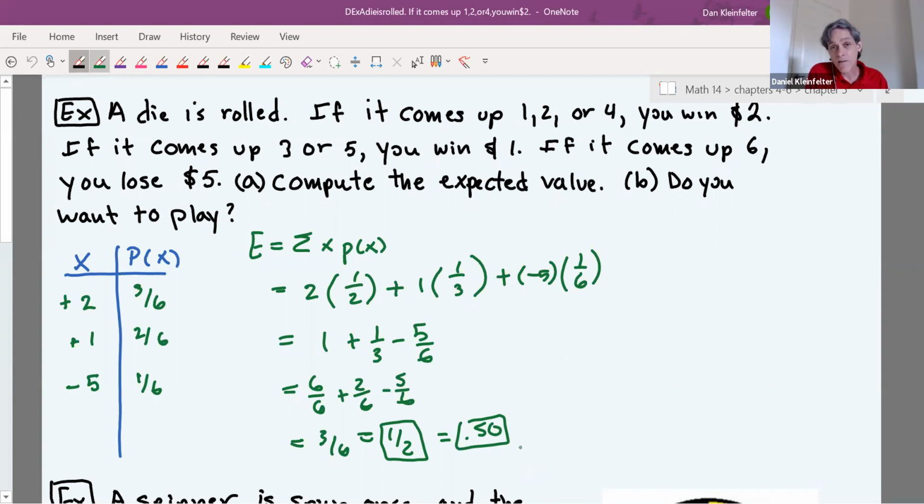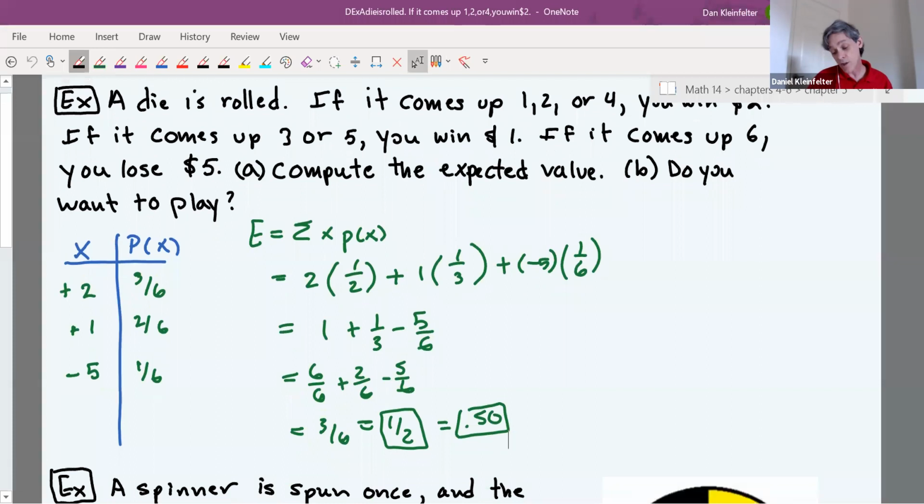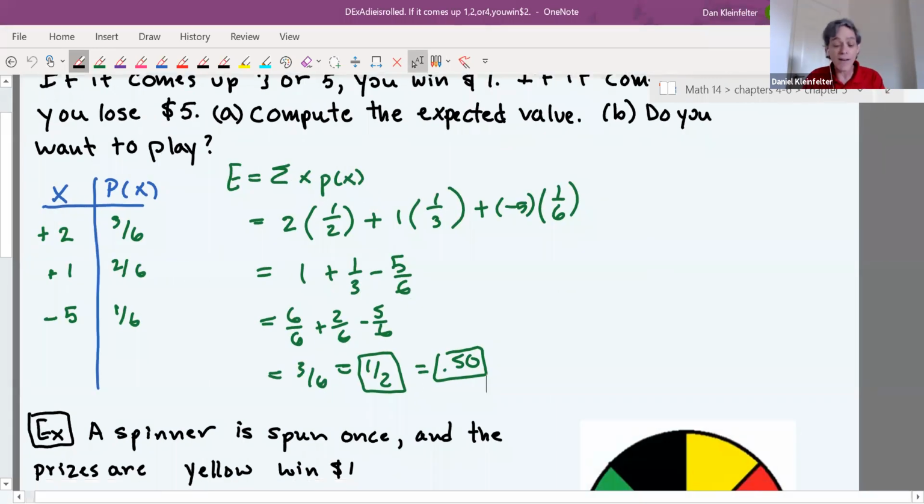The mean is a long run thing. The expected value is a long run thing. But after 100 trials or dice rolls, you'd be ahead by about $50. That's what the 50 cents means. For every dollar risked, you'd be ahead by about 50 cents. Okay, so the second part, do you want to play? So that is a little bit subjective, but if you have the money, it's definitely in your best interest to play. The longer that you play, the more ahead you will be.